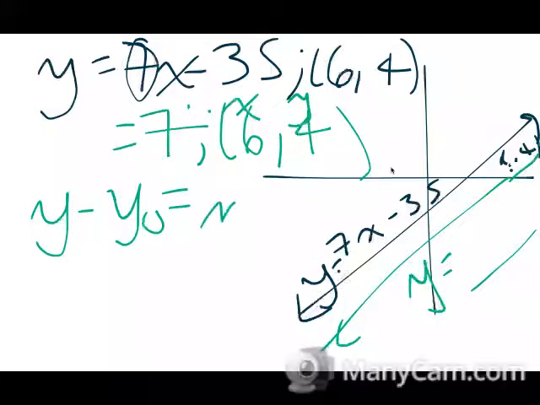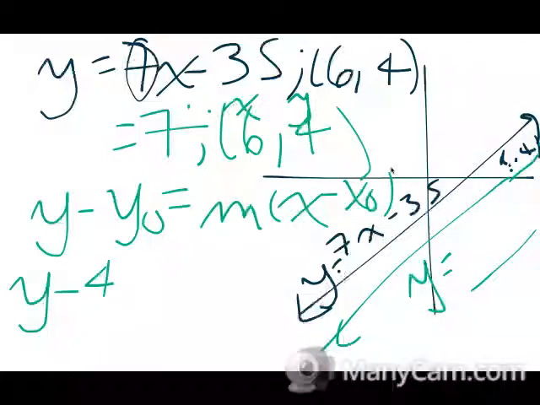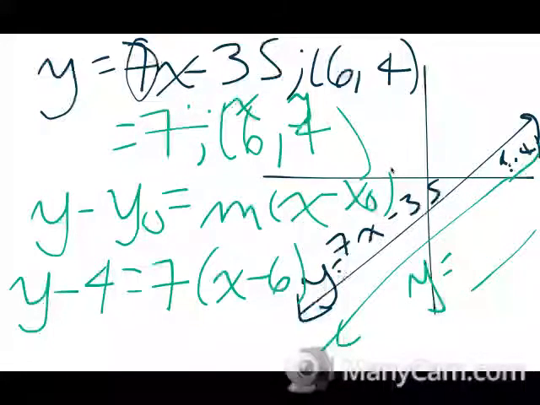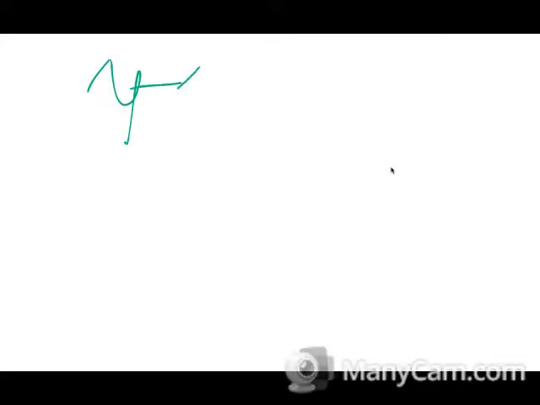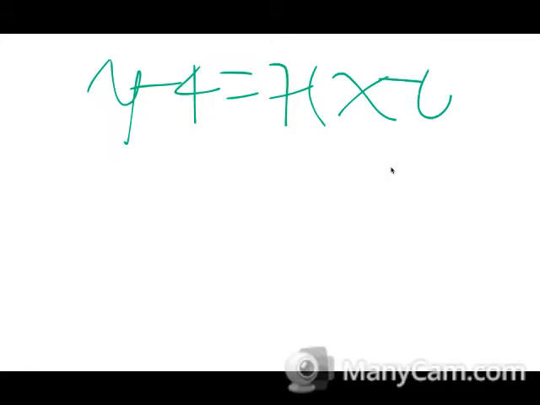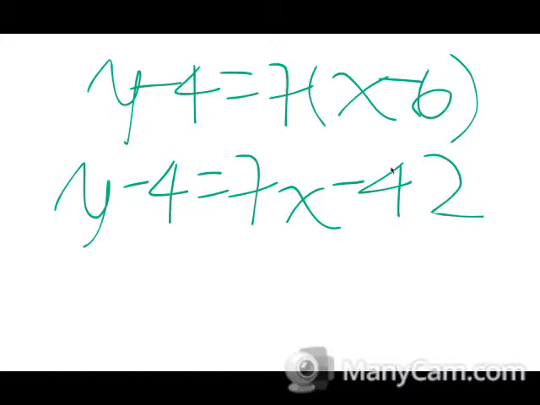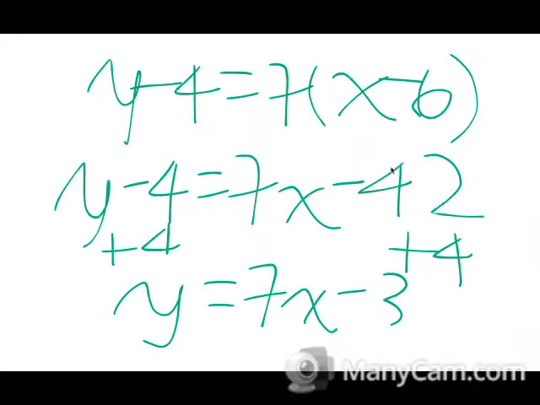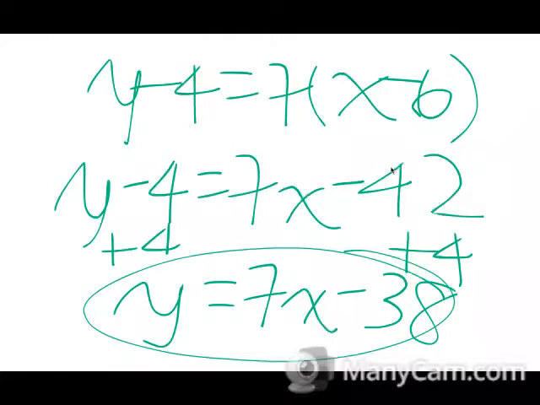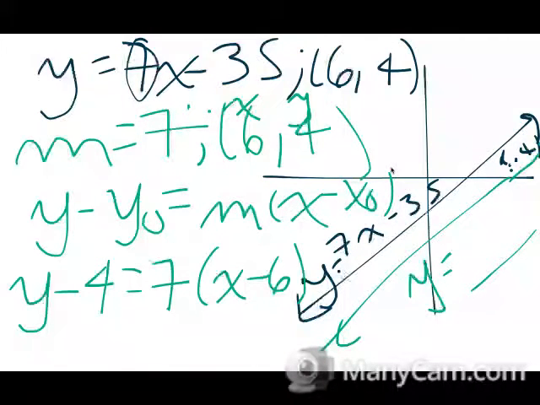Or you can use your y equals mx plus b. I'll do it one of 2 ways. Alright, so we have y minus 4 equals 7 times x minus 6. So when we move to the next one, we do all the math. Y minus 4 equals 7x minus 42. Add 4 to both sides. You know, y equals 7x minus 38. And that's going to be the equation of your new line. So the answer is going to be y equals 7x minus 38.